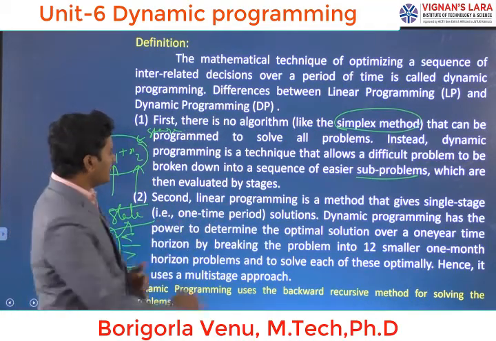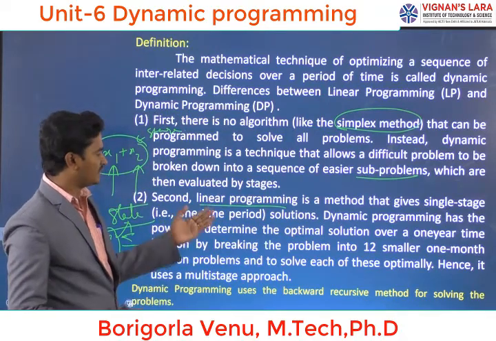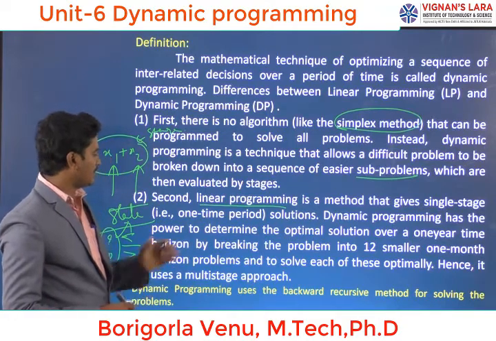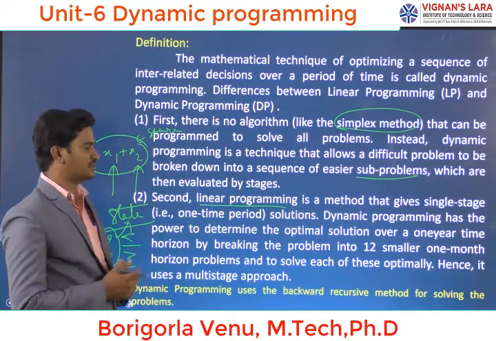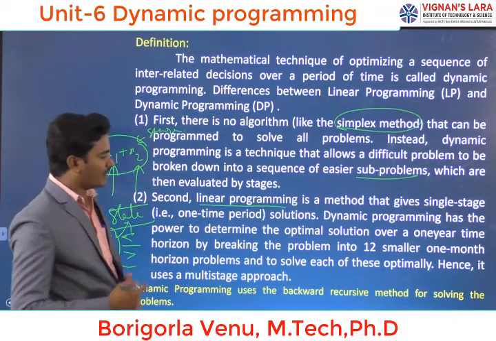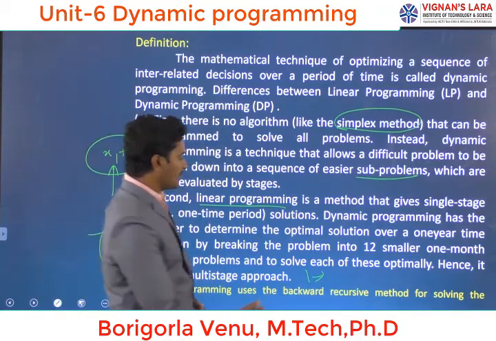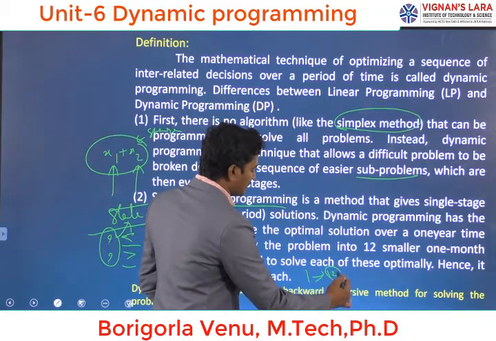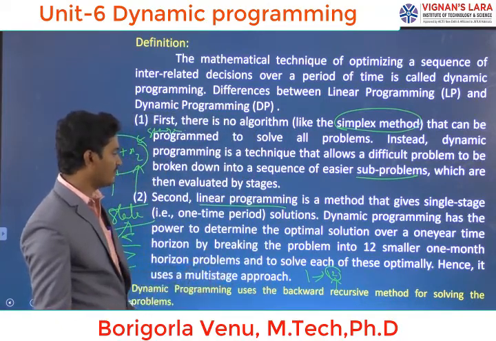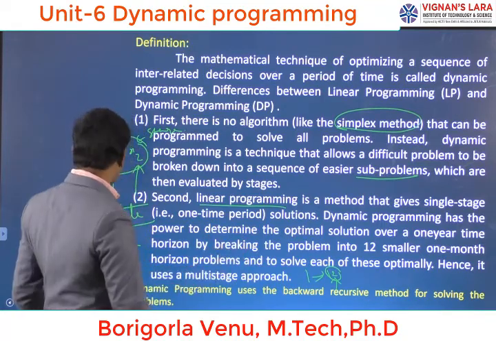Next, coming to the second one. Here the linear programming problem is a single-stage problem, or it is also called a one-time-period solution. But dynamic programming has the power to determine the optimal solutions over a year's time. For example, if we take 1 year, in this dynamic programming problem that year we are going to convert into 12 stages. 12 stages means each month we take one stage. Like that we are going to solve this. Hence it is called the multi-stage approach.